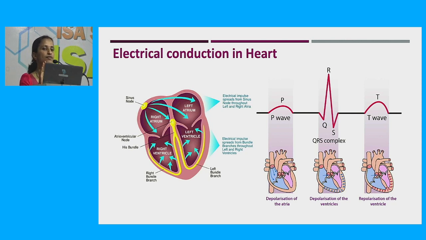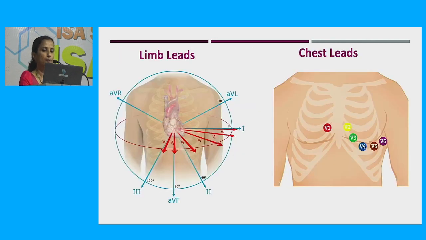So first, when the atria contract, correspondingly the electrical activity will be the P wave. And the AV nodal delay is depicted as the PR interval. Then the impulse passes through the bundle of His, right and left, and both the ventricles are contracted. That forms the QRS complex. Then the relaxation phase, it is the T wave. So that is the normal ECG waves.